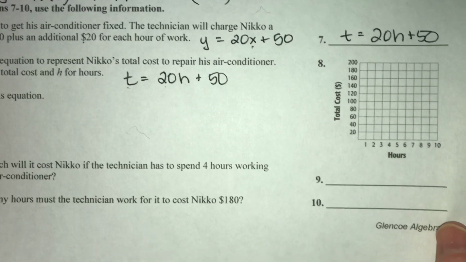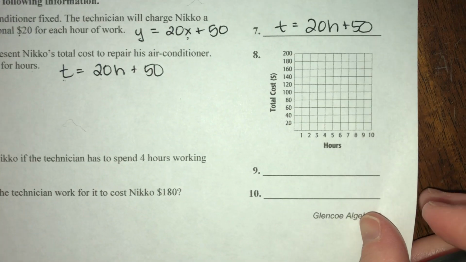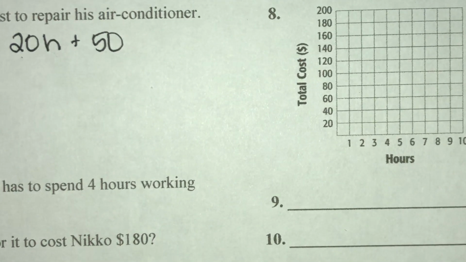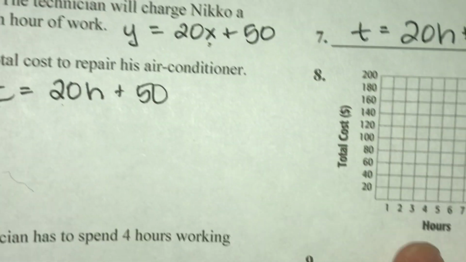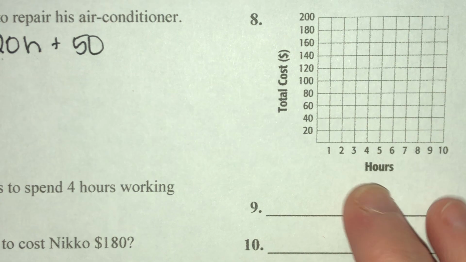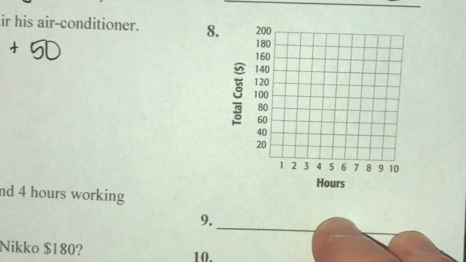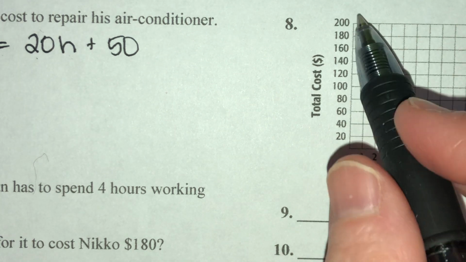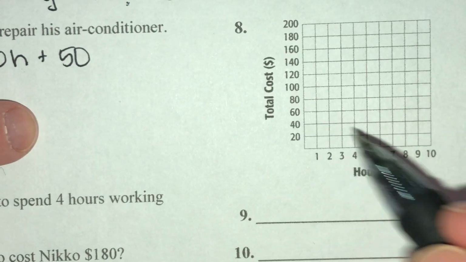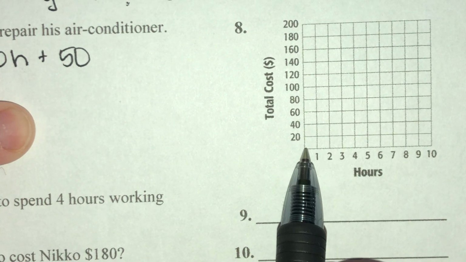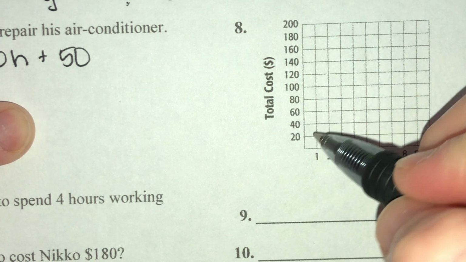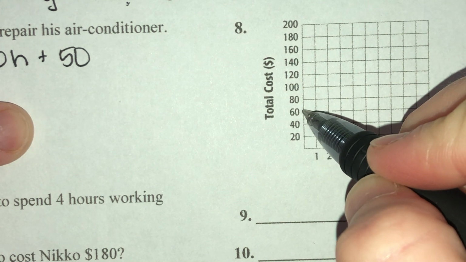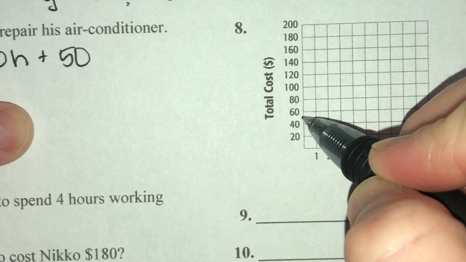Okay, number 8 says to graph. And they give us this beautiful, cute little graph over here. So we're graphing T equals 20H plus 50. So the plus 50 is our y-intercept, right? So that's what we're going to start off plotting here on the y-axis. It looks like each box is 20. So 20, 40, 60, 50 is halfway in between.